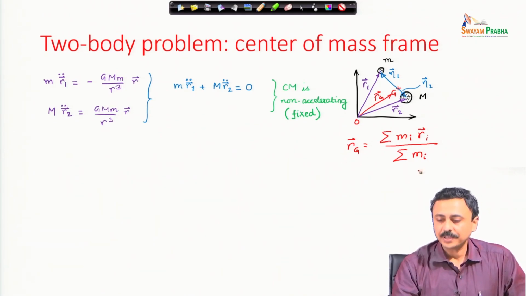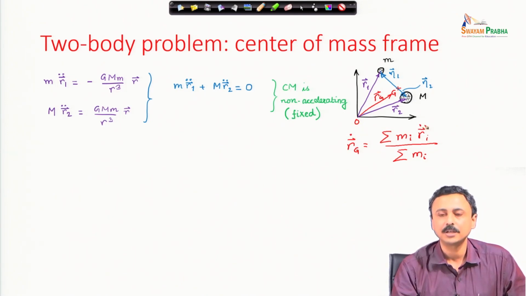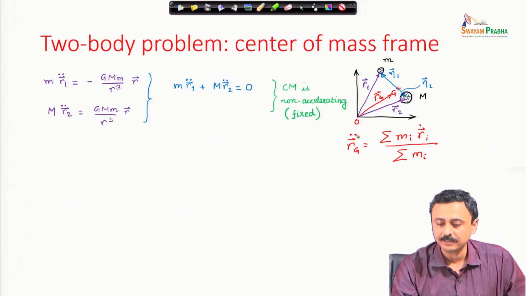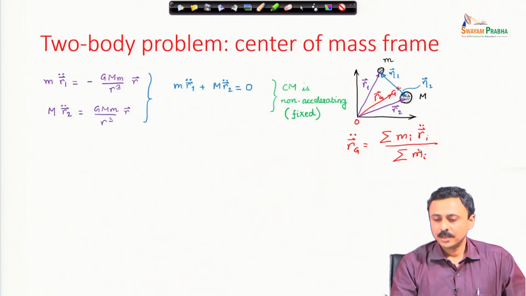Now, these masses are all constants, that is what we assume. Therefore, I can start taking derivatives of this equation. I can take the first derivative and it becomes the velocity of the center of mass in terms of the velocities of individual point masses. If I take the second derivative, it is the acceleration of the center of mass in terms of the accelerations of the bodies involved.